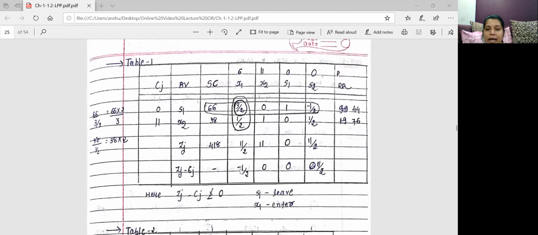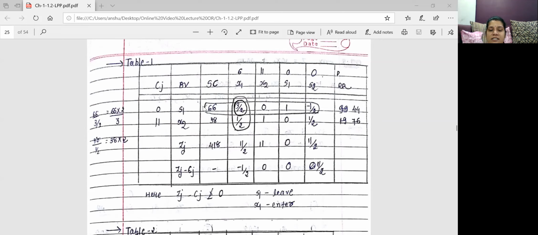So X1 enters because only one value is negative. So this is very easy. X1 enters, so the X1 column is the key column. One variable enters, then another one has to leave. Some variable has to leave from here. So we find the replacement ratio again. That means what is the method of finding the replacement ratio? We divide the SC column by the key column.